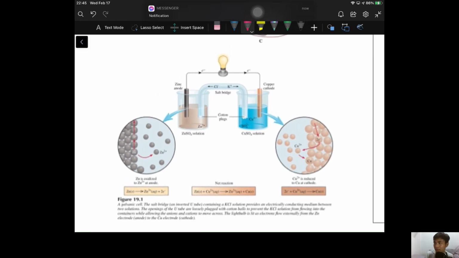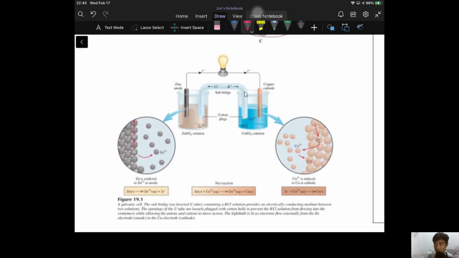Okay. So again, ito yung zinc solution, zinc electrode. It will undergo oxidation reaction at the anode. Then on the right side, dun mangyayari yung reduction reaction wherein the copper will be deposited as metal sa electrode nyo.